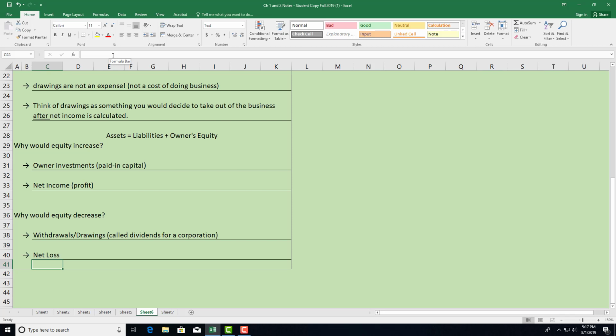Okay, so this should wrap up the notes, and then the next video you'll watch will be an actual example where I will walk you through recording transactions using the accounting equation. And so some of the concepts that we mentioned in these notes I think should make more sense as you go through that example.